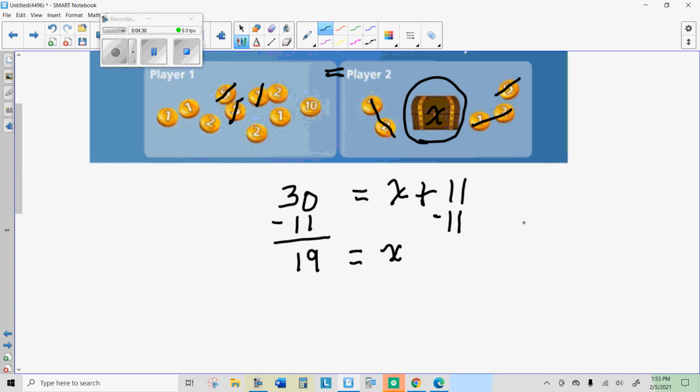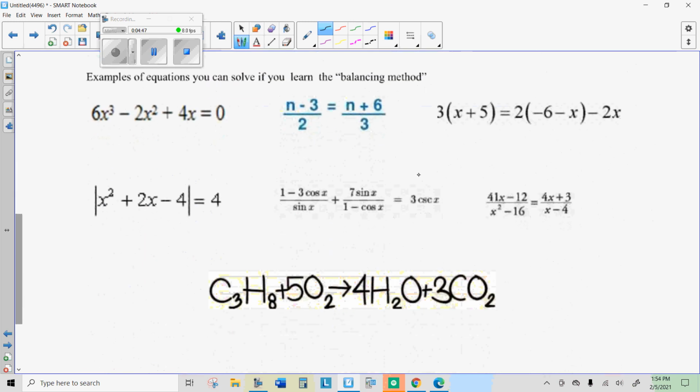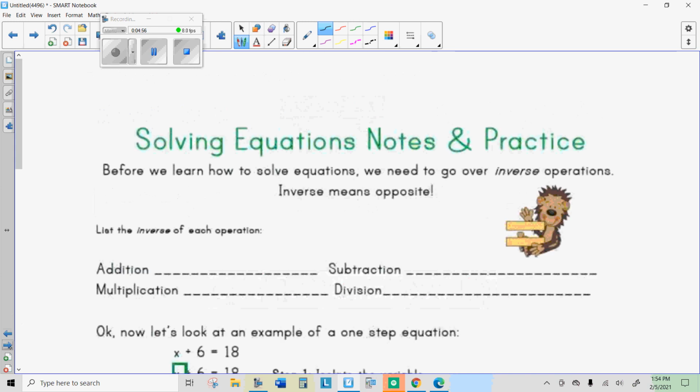And the last thing you would always want to do is check your answer, make sure that 30 is equal to 19 plus 11. Make sure you have the right answer, because you might make a mistake along the way. So we can do this with any type of equation. We can do it with all these equations that you see now, and we just have to know what operation we want to do to get the variable all by itself. And sometimes it takes more than one step.